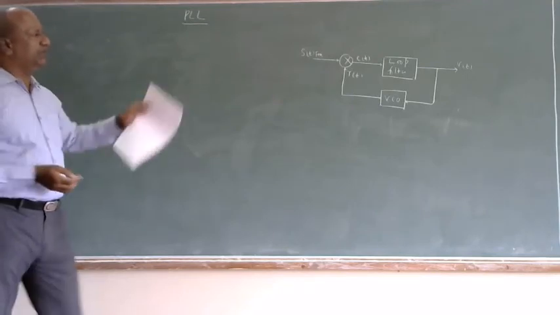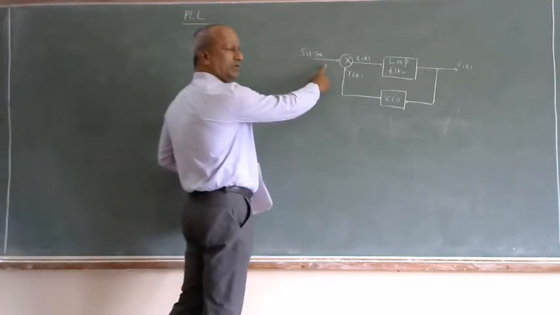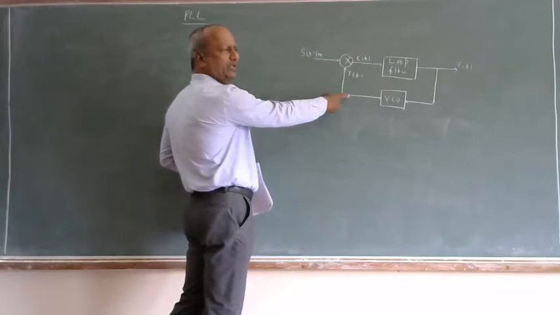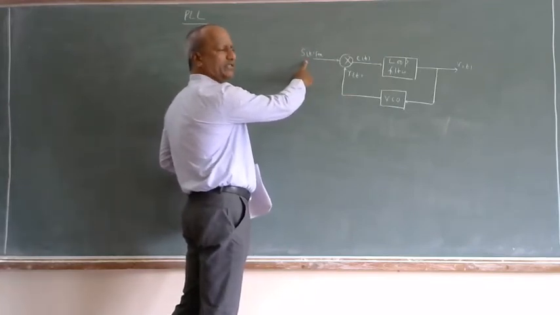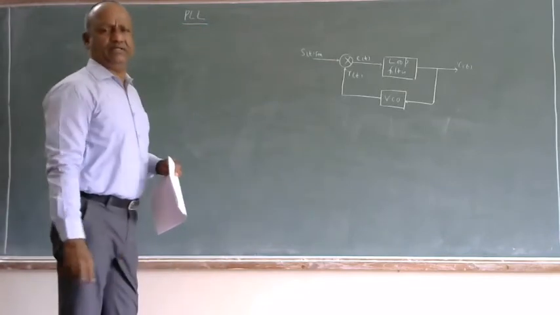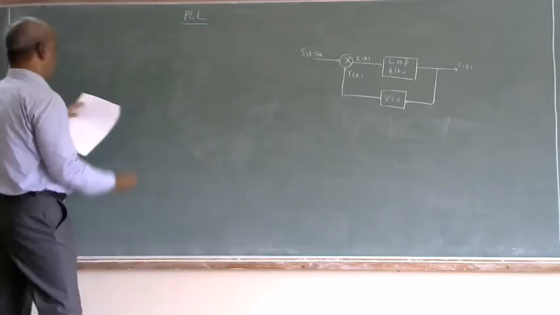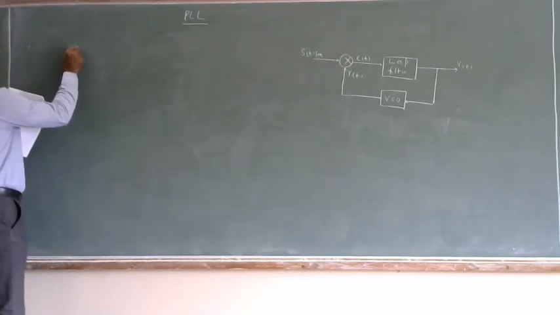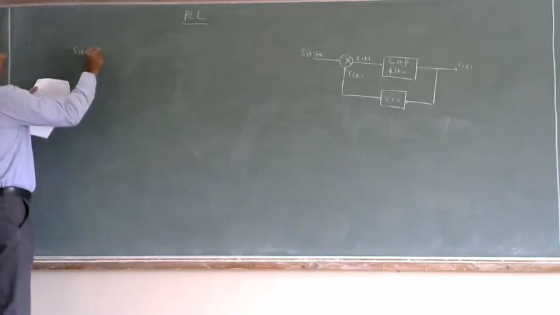So what is the input of the PLL? As I am using the PLL as a demodulator, the input of the PLL is a modulated signal S of t. In this case, I am taking S of t as an FM signal.